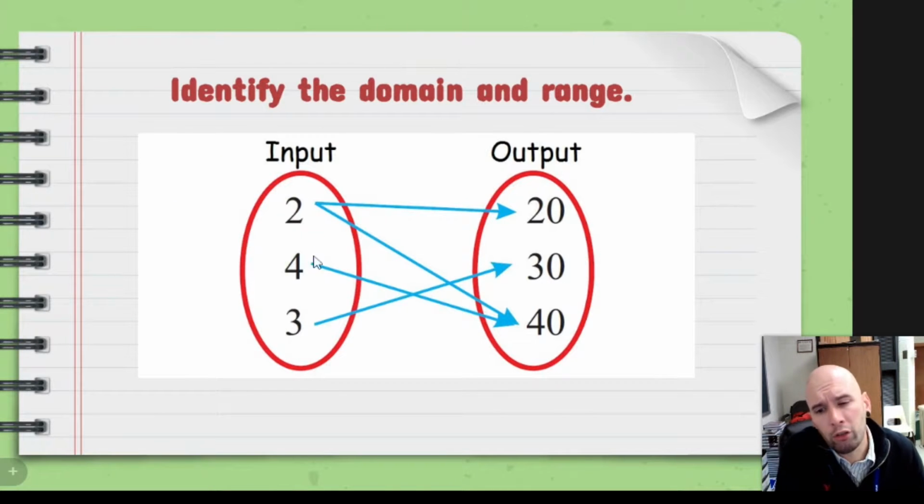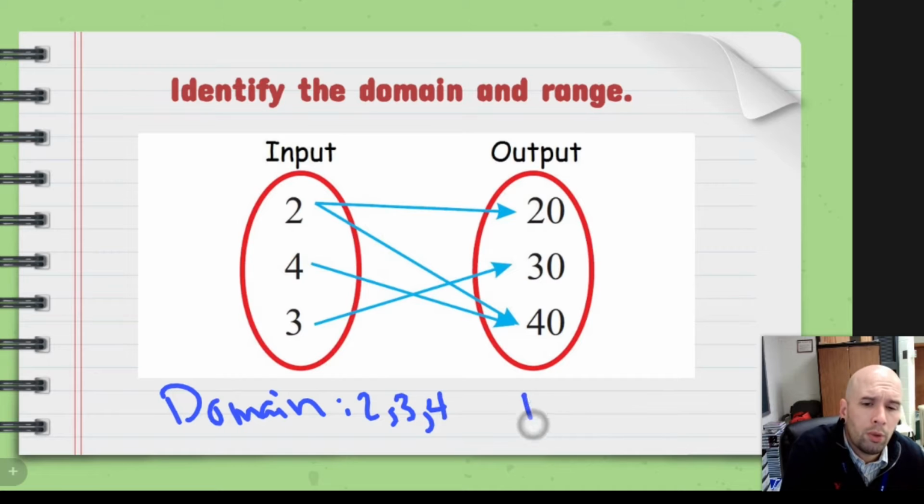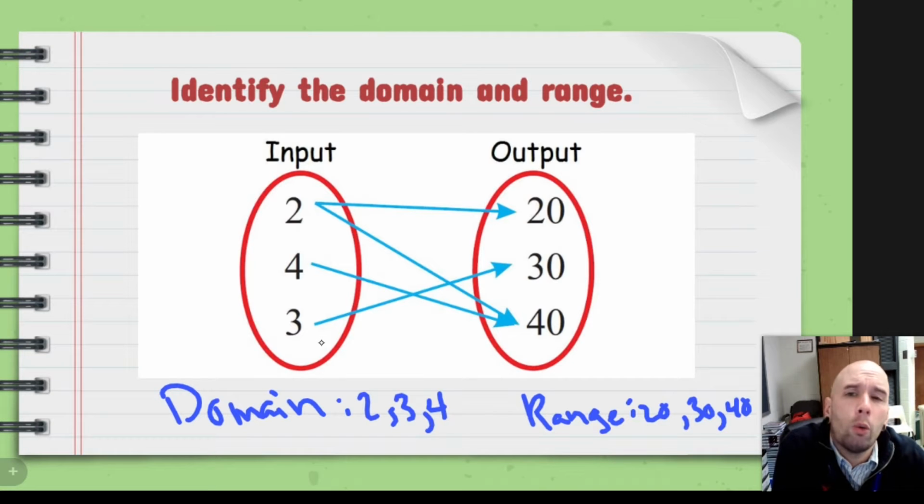Identify the domain and the range. The domain are the x values. So when I look at this and it says identify the domain and range, my domain is going to be 2, 3, and 4. I like to put things in order. And even though I use 2 twice, I'm only going to write it out once. My range is the output, and that's going to be 20, 30, 40. So my domain's always going to be the x values. My range is always going to be the y values.